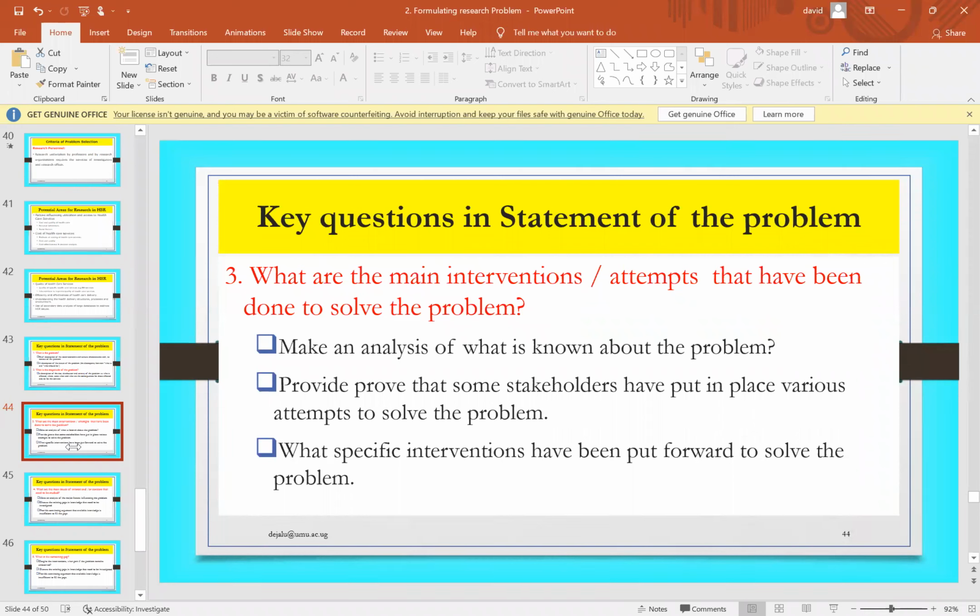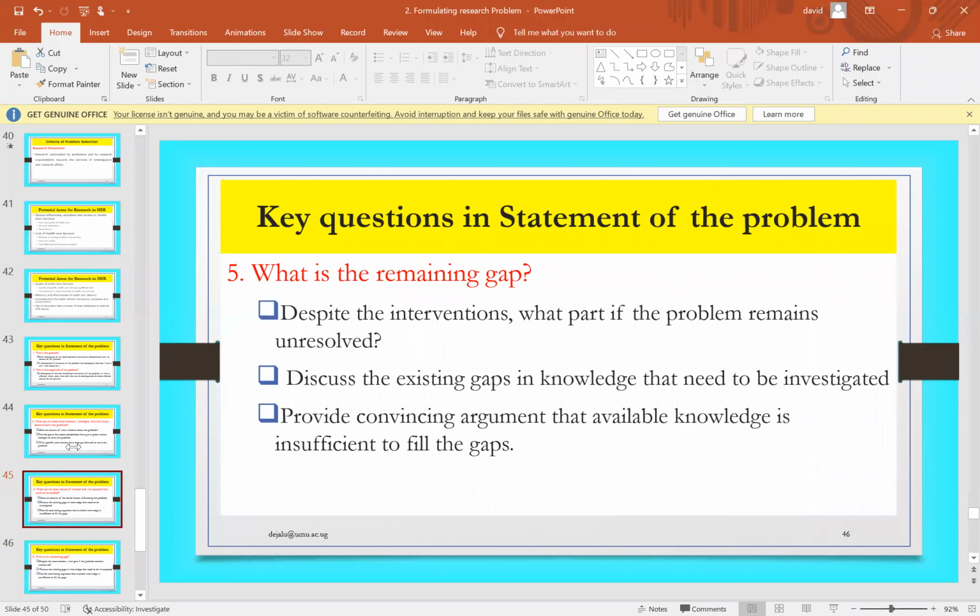And so we want to know, given that they have done something, what is it that is remaining that they have not done? So that is the remaining gap. What is it that is remaining that has not been done despite the interventions? What is it that is remaining unsolved? And that's where now the research begins from. Because the purpose of the research is to fill the gap, and the gap is that problem that is still persisting. And so we want now to conduct research to fill that gap.